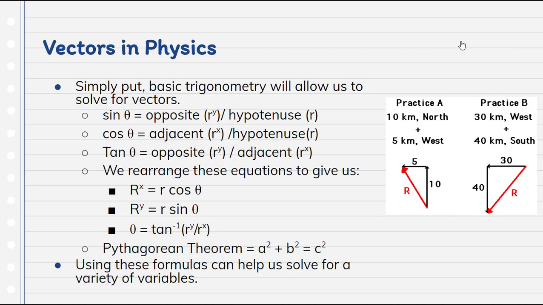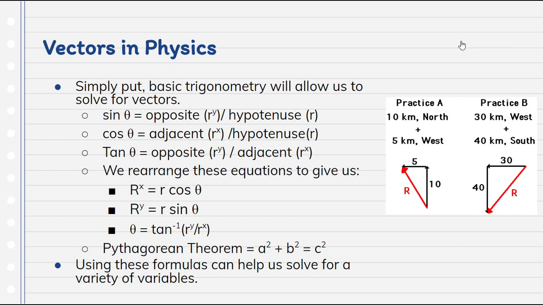Remember, for any angle theta, sine theta is the opposite over the hypotenuse. Cosine is the adjacent over the hypotenuse, and tangent is the opposite over the adjacent. So we can mathematically rearrange these equations to tell us some information. R of x, or the displacement on the x-axis, is given to us by taking the distance that we've actually traveled multiplied by cosine of theta. Conversely, we can also get our y displacement by knowing our total displacement times sine of theta.